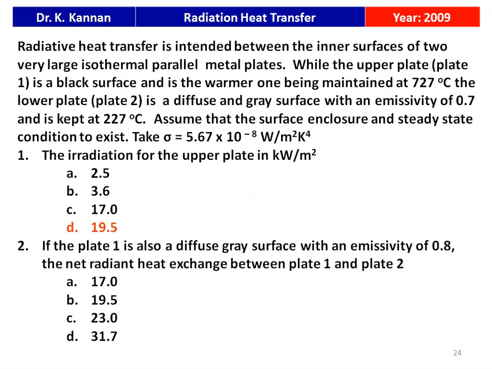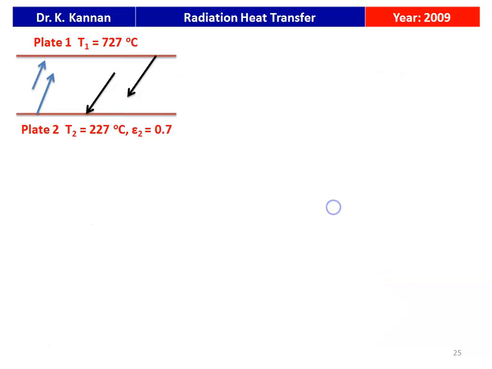The irradiation for the upper plate in kilowatts per meter square: the answer is 19.5. If plate 1 is also a diffuse gray surface with emissivity 0.8, the net radiant heat exchange between plate 1 and 2: the answer is 31.7. We will see how in the next slide, where we do all the calculation. You remember the answers 19.5 and 31.7. So, these are the two plates. Plate 1 with the temperature 727 degrees Celsius, initially taken as a black body, and plate 2 is a gray body with emissivity 0.7 with the temperature 227 degrees Celsius.